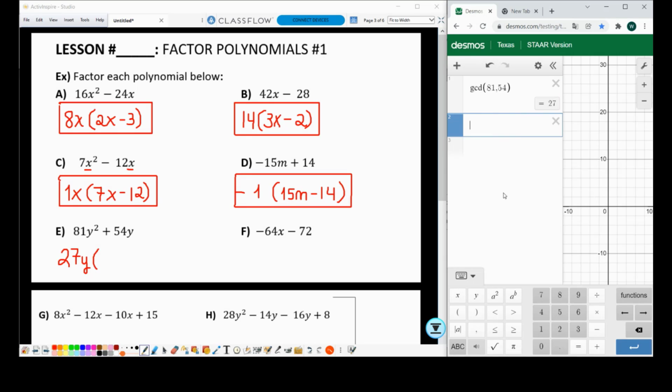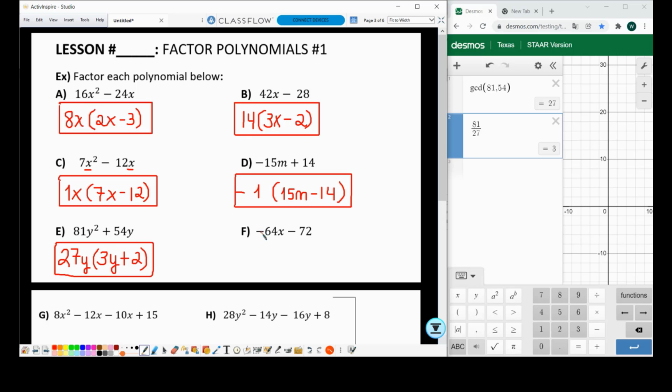If you need to use a calculator to do the division, go ahead and use that. 81 divided by 27 is 3. And then y squared divided by y is y. 54 divided by 27 is positive 2. And y divided by y, the y cancels. And there we go. That's our answer for this particular problem.